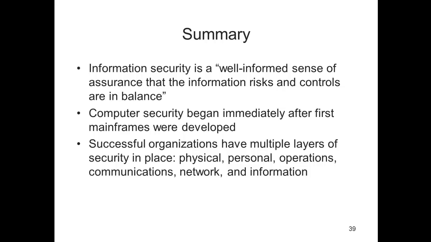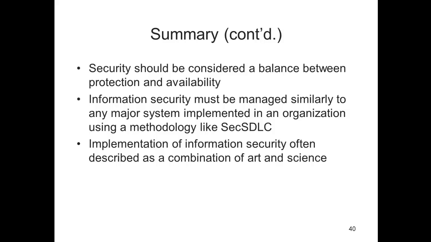In summary, information security is a well-informed sense of assurance that information risks and controls are in balance. It began immediately after mainframes were developed. Successful organizations have multiple layers of security in place: physical, personnel, operations, communications, network, and information. It should be considered a balance between protection and avoidance. It must be managed similar to any major system implemented by an organization using a methodology like the security system development lifecycle, which is cyclical in nature.